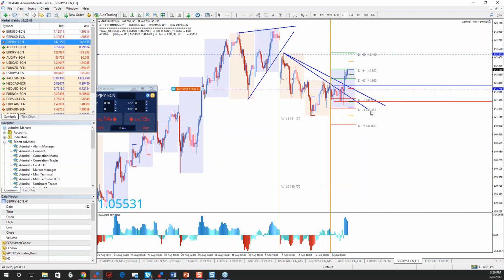And I will keep my stop loss below 141.35. Okay? Let's say 141.30 will be the stop, because if the price breaks this level, it could be a stop grab lower.